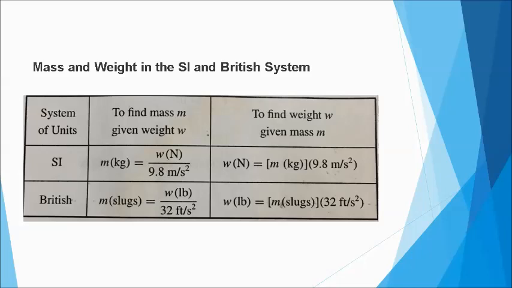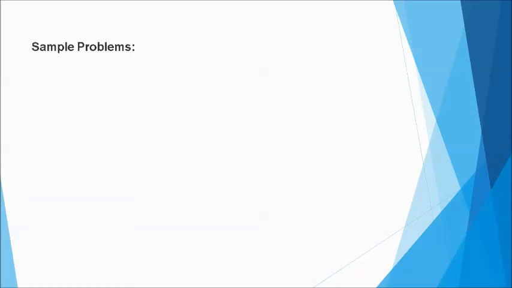Okay, so this table then should guide you on deciding when to use 9.8 meters per second squared or 32 feet per second squared for the value of G. Okay? Ayan. Alright? So, that's it. Now, let's have some sample problems to illustrate mass and weight.